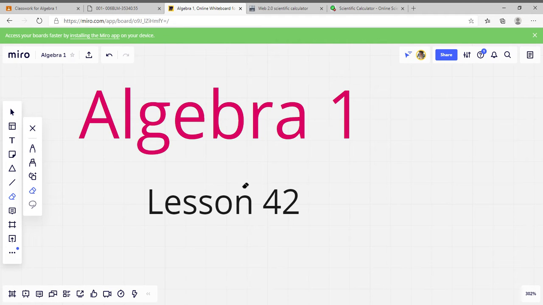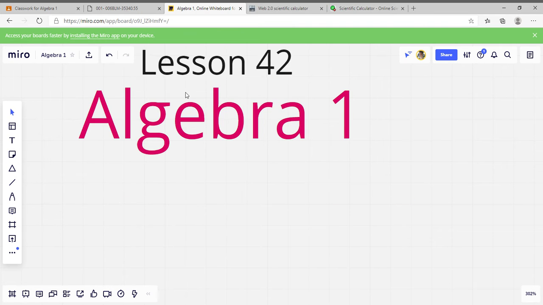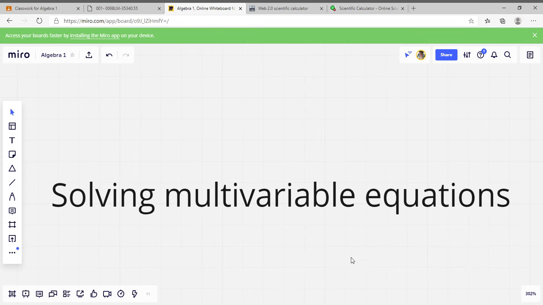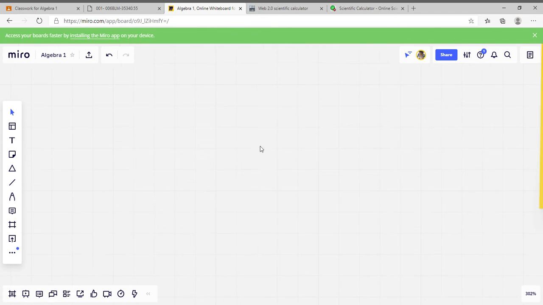Hi everybody, this is Algebra 1, Lesson 42, and in this lesson we're going to be learning to solve multivariable equations. That means equations with more than one variable in them.